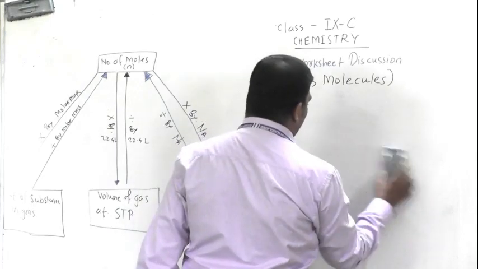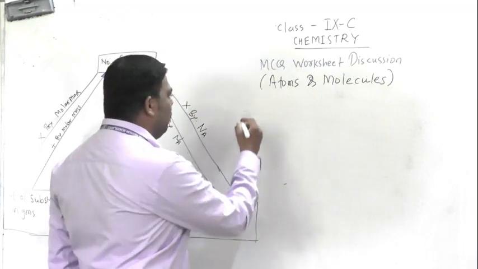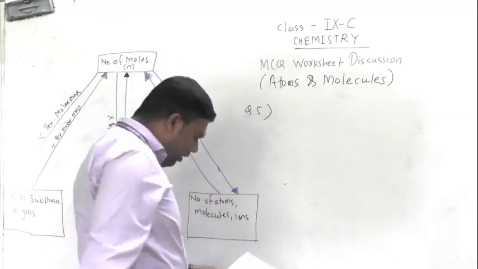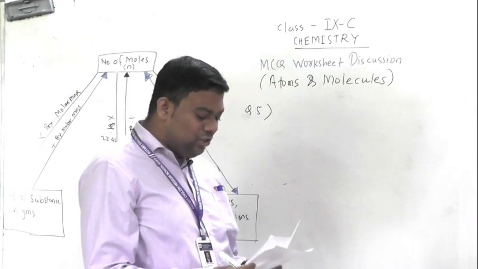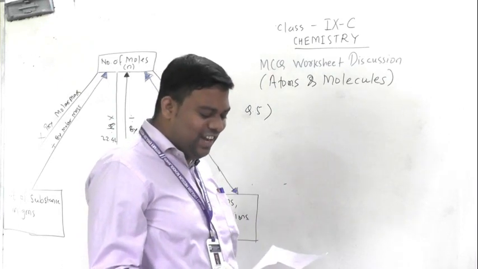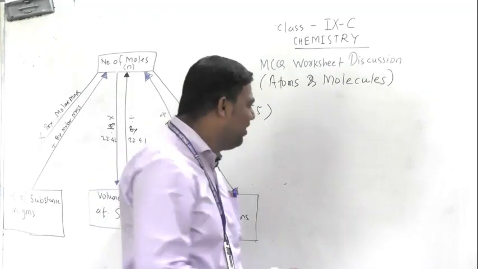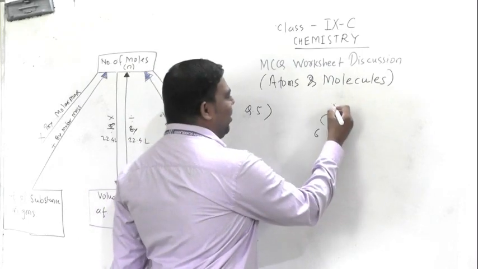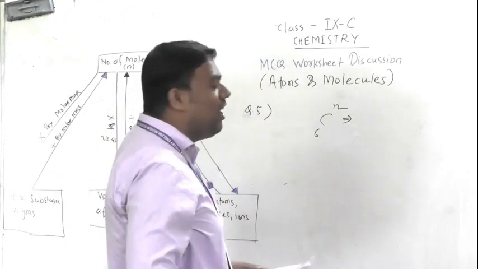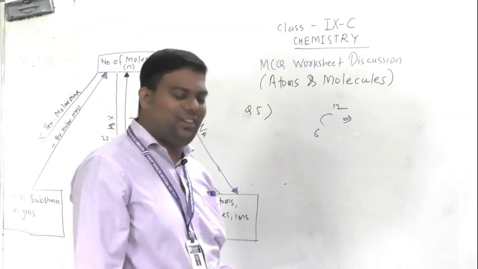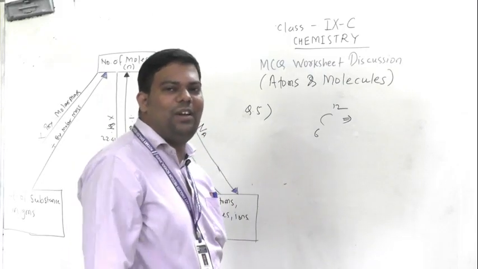Okay, now here we are going to discuss question number 5. That is our next question. So see, how can you calculate question number 5? See what they gave: the total number of protons, electrons and neutrons in 12 gram of carbon-12 (C612). As you know, 12 gram of carbon means 1 mole of carbon.